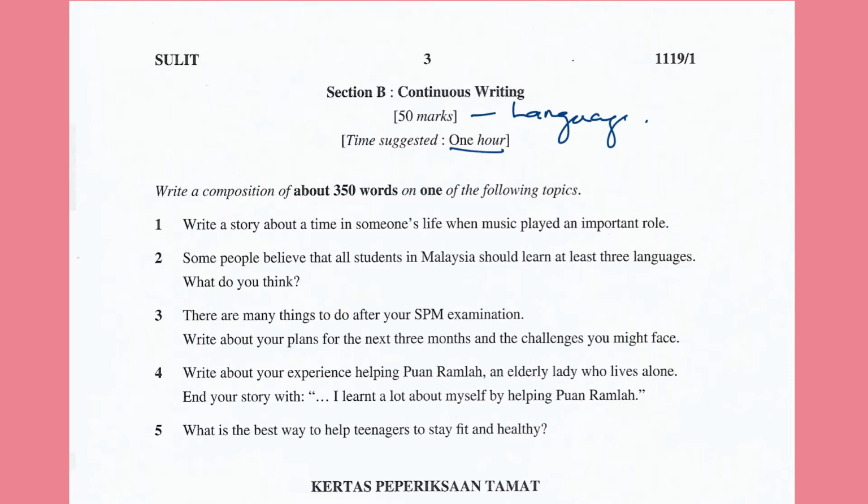Again, you are given 1 hour. I'll go through what it means with paragraphing and organization in a bit. For now, we are going to have a look at the question first. As usual, I want you to have pens of different colors so that we can highlight or underline the important clues and requirements of the questions. So write a composition of about 350 words on one of the following topics. Only one, okay?